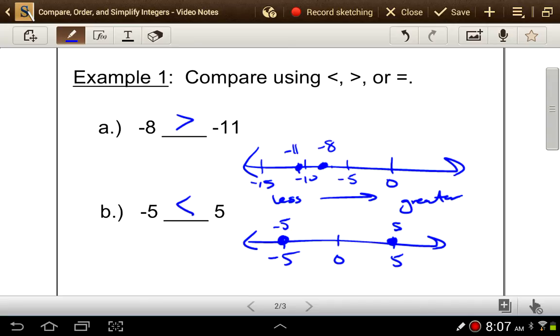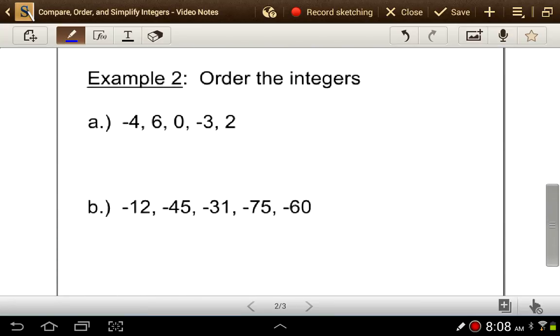You probably don't need a number line for this because all negatives are less than all positives, or vice versa, all positives are greater than all negatives. Okay, that's how you compare. If you need to pause, go ahead. Otherwise, I'm moving on. In example 2, we're going to order the integers.